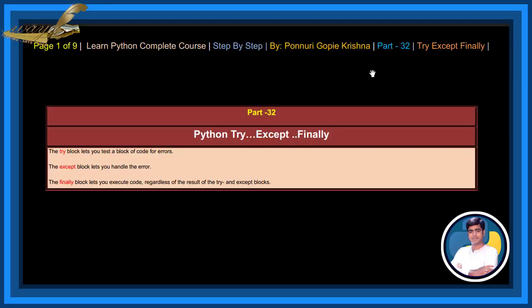In this chapter, let us learn about Python try except finally. The try block lets you test a block of code for errors. The except block lets you handle the error. The finally block lets you execute code regardless of the result of the try and except blocks.